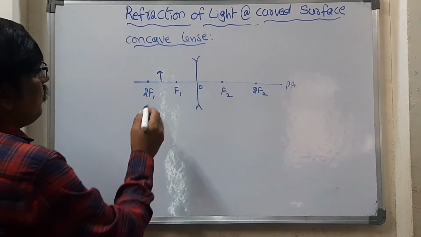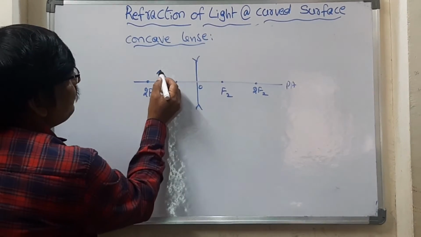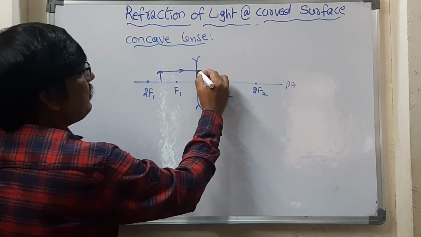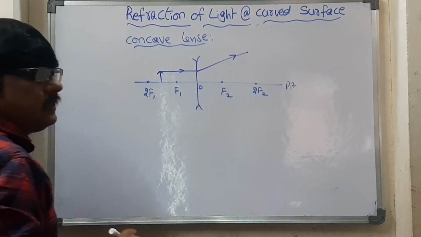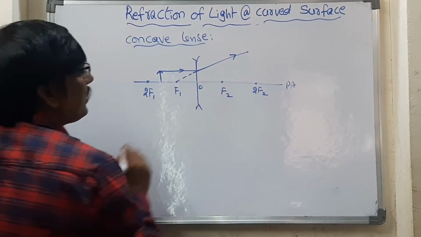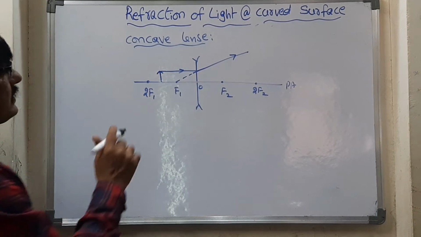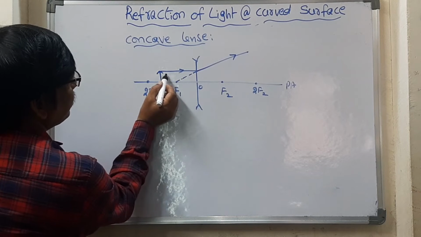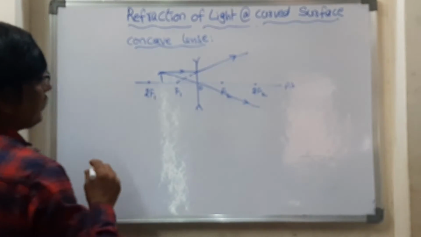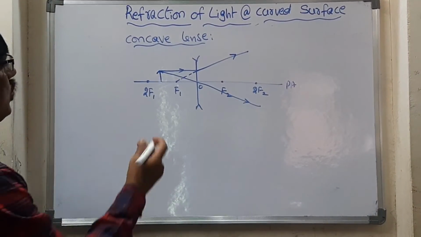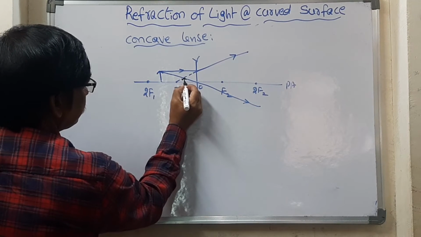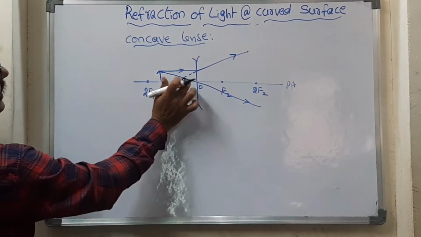Now how many rays should we take? Two rays. What is the first ray? Parallel to the principal axis. Then what will happen? This diverges, right? Concave lens means it diverges. From there we should draw the duplicate, the extended ray. The second ray passes through the optic center. Then these two are intersecting here.